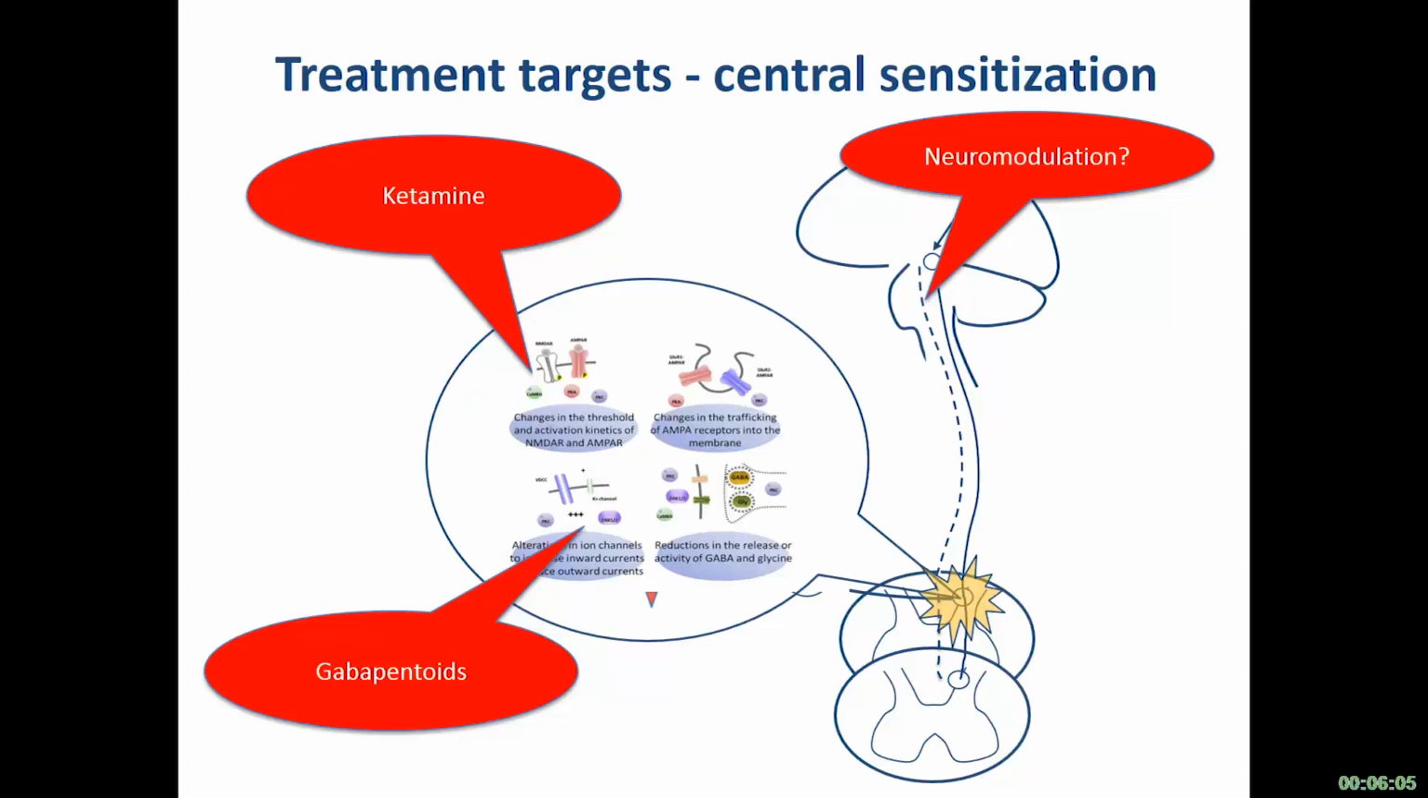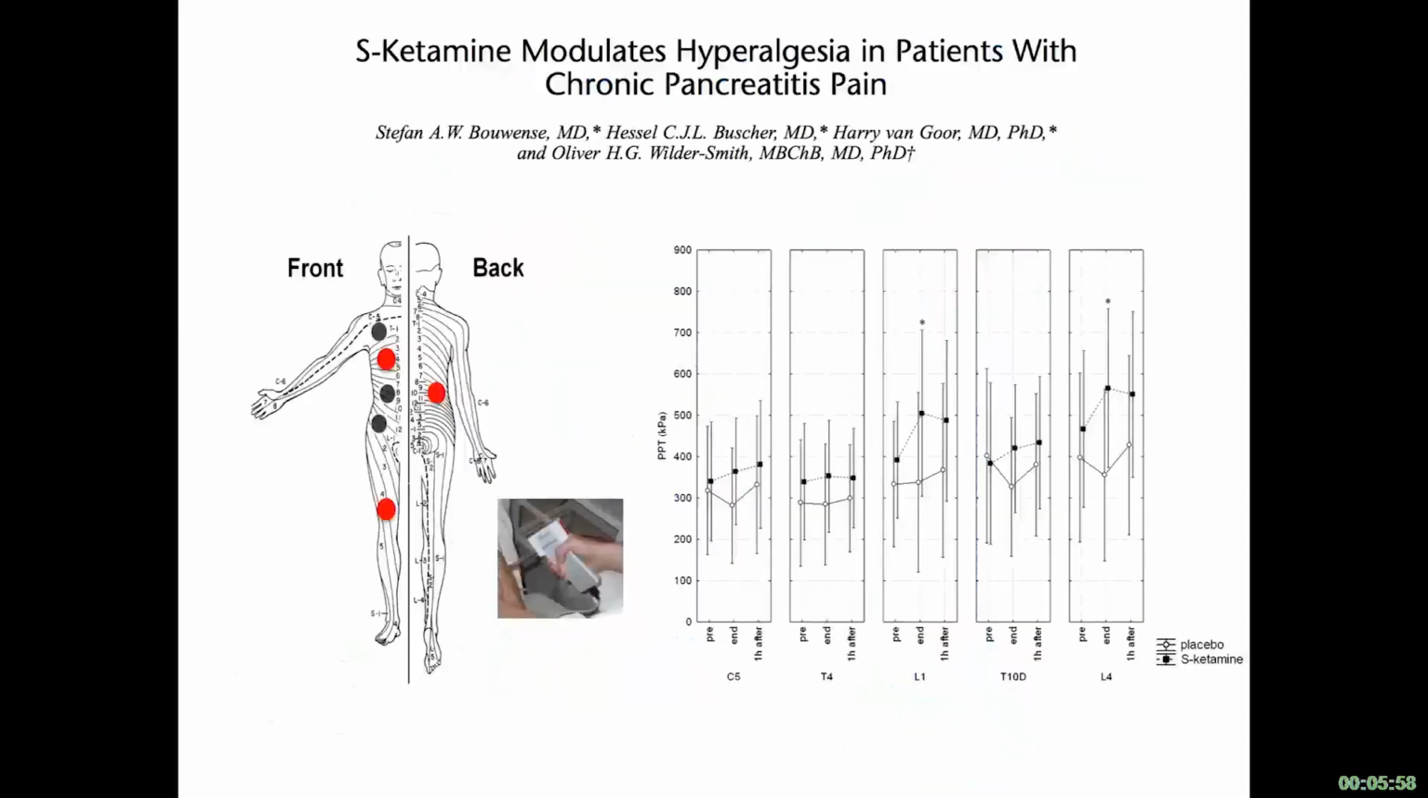I will not talk about that today, but that's a new kid on the block, and I think we're going to see much more about that in the future. So for ketamine, we only have a single line of evidence to support that it's effective in chronic pancreatitis.